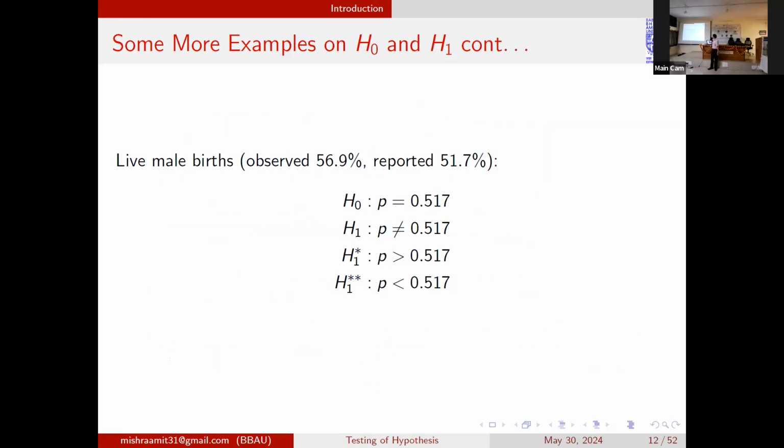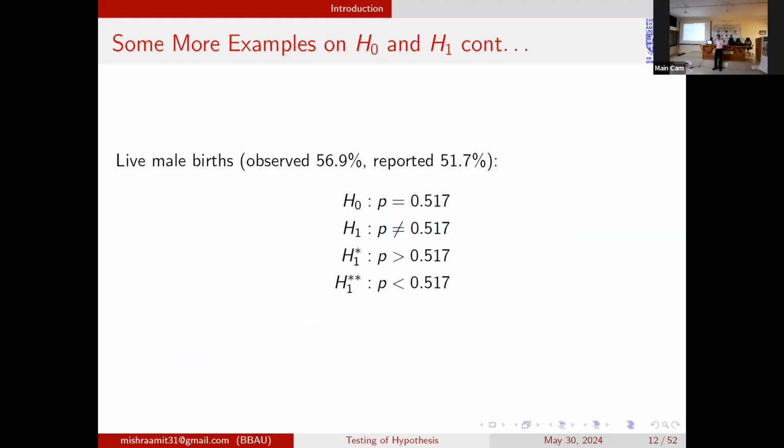Now recall the second example, that of male birth. So what was the male birth? 56.9 was the observed and this was the reported. So we can write down that the reported one is staying there.